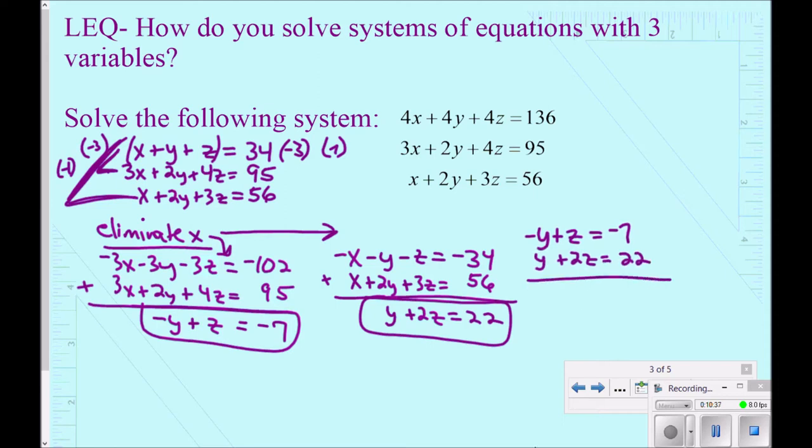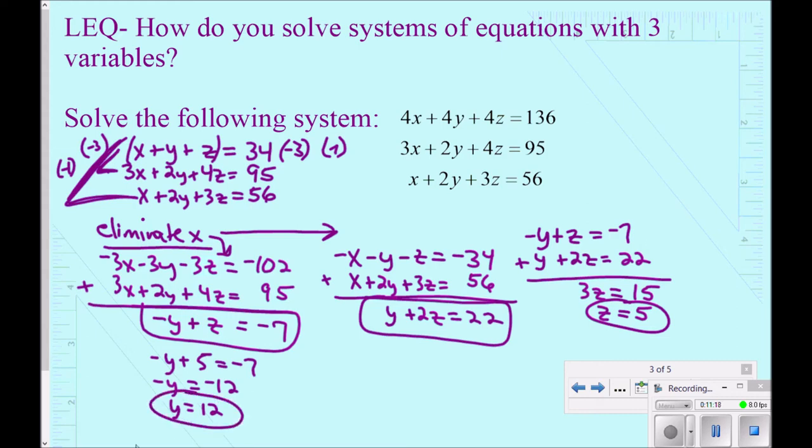So when I add y plus negative y, I am getting no more y's. 2z plus z gives me 3z. And negative 7 plus 22 gives me a positive 15. So that means z is equal to 5. So now I have z, and I'm not going to go back to the originals yet because I only have one variable. So I'm going to go back to either of these two that I boxed and substitute in z to solve for y. So I'll just go here to this first one. Negative y plus, I'm substituting in 5, equals negative 7. So negative y is equal to, subtracting 5 gives me negative 12. So that means y is equal to positive 12.